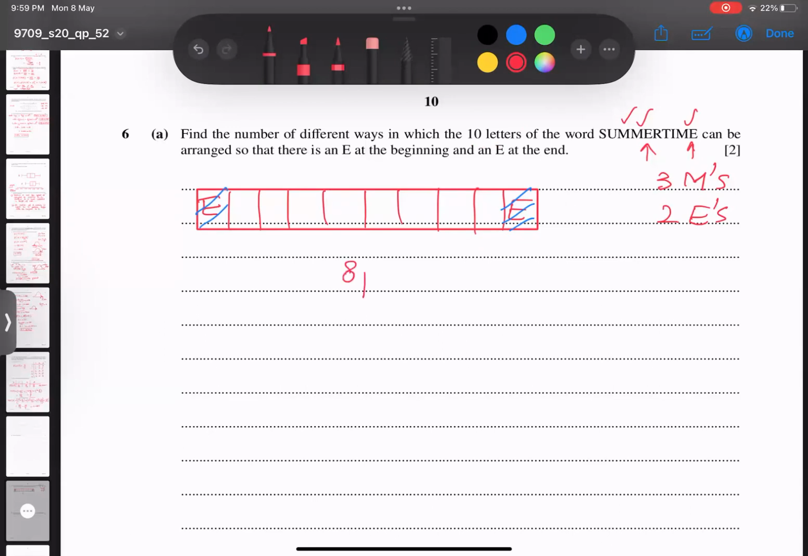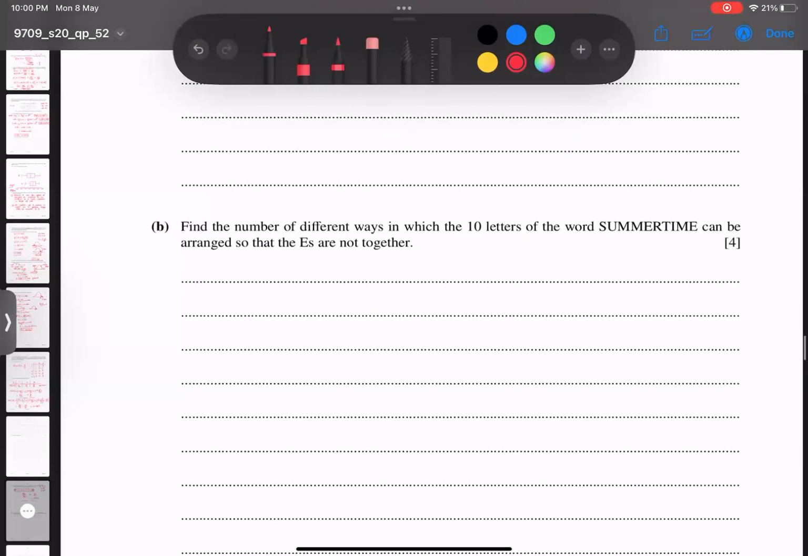8 letters, 8P8, divided by 3 M's repeating, so divided by 3P3. Or you can write it simply in factorial form also, because if the upper number and lower number match, we can write factorial also. Otherwise, we can't. So the answer, if you type in the calculator, 8 factorial by 3 factorial, is 6720. And I hope this part is clear.